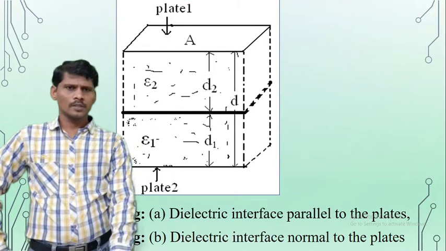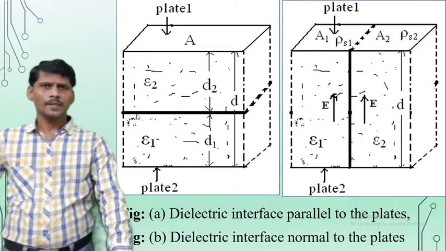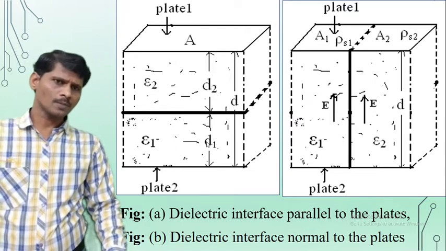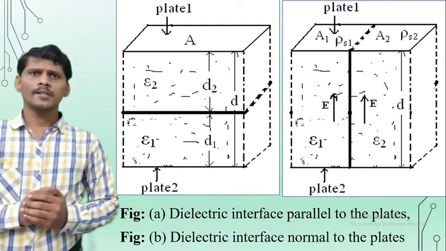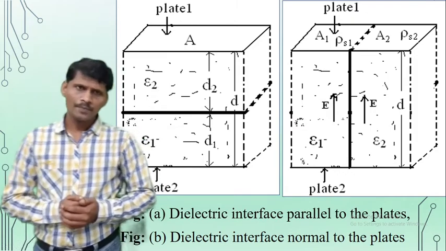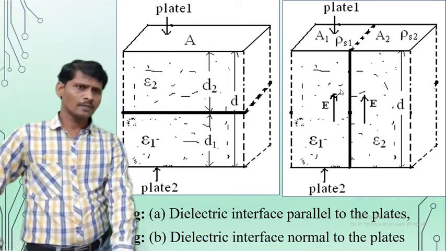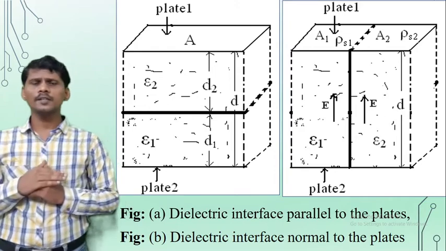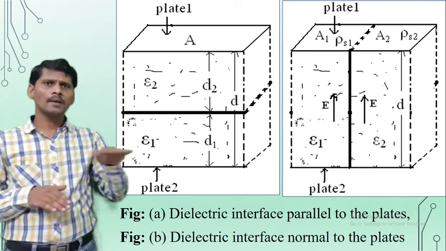See in this figure, this is plate 1 and this is plate 2. These two plates are separated by the dielectric interface or boundary, and this is space 1 and this is space 2. Space 1 is filled with dielectric permittivity epsilon 1 and space 2 is filled with dielectric permittivity epsilon 2. The cross-sectional area of the plates is capital A. This is figure A, and in figure A the dielectric interface is considered parallel to the plates.